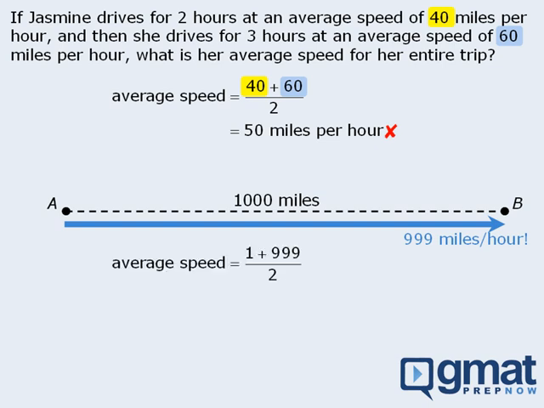Well, if we take the sum of the two speeds and divide by 2, we get an average speed of 500 miles per hour. But that cannot be the average speed. Had the average speed been 500 miles per hour, the entire 1,000-mile trip would have taken only 2 hours, not several weeks. So clearly, this is not how we find the average speed.